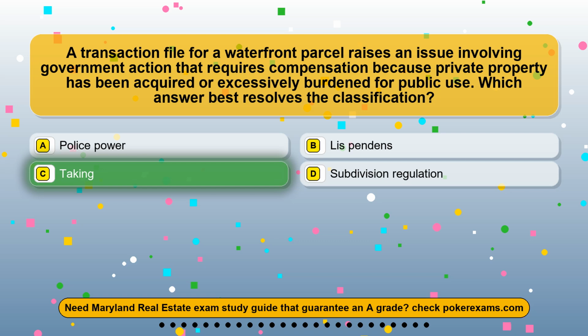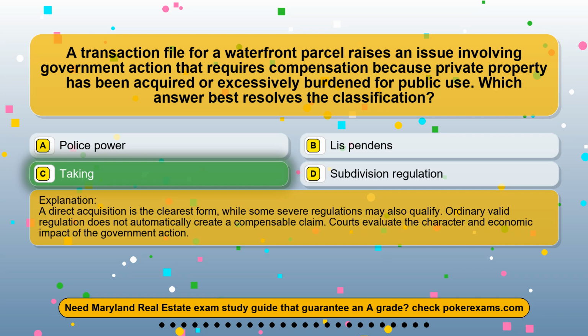The correct answer is option C, taking. A direct acquisition is the clearest form, while some severe regulations may also qualify. Ordinary valid regulation does not automatically create a compensable claim. Courts evaluate the character and economic impact of the government action.